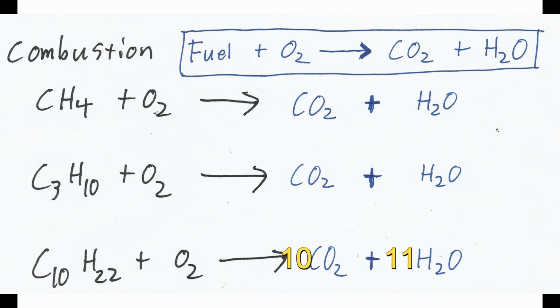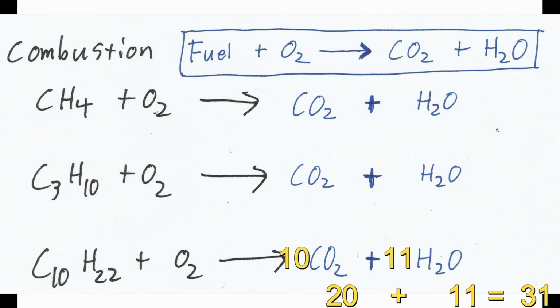All right, balance out your carbons and hydrogens. You got 10 on the left. How many you got to have on the right? 10. Put the 10 here. So that changes to a 10. Okay. What times 2 will give you 22? That is gross. All right. Same, same.